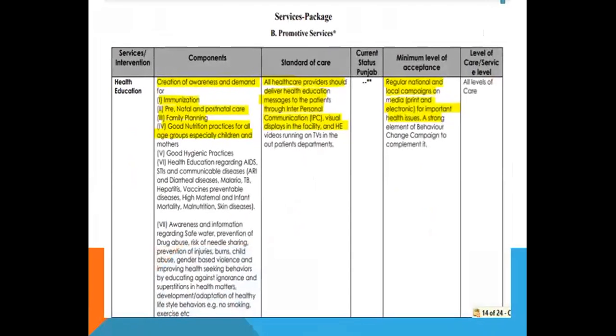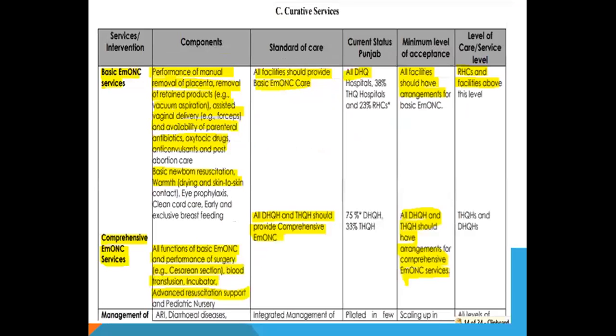Then come promotive services under this MSDS package, which include health education, awareness regarding immunization, prenatal and postnatal care, family planning, and good nutrition practices. Their minimum level of acceptance includes regular national and local campaigns on print and electronic media for important health issues at all levels. There should be basic emergency obstetric care services, for example, manual removal of placenta and retained products, and all facilities should have arrangements for basic EMOC services.